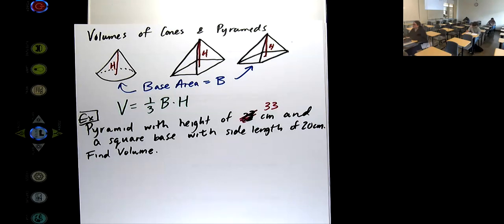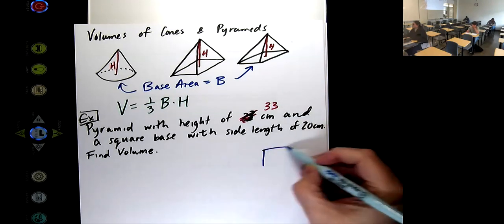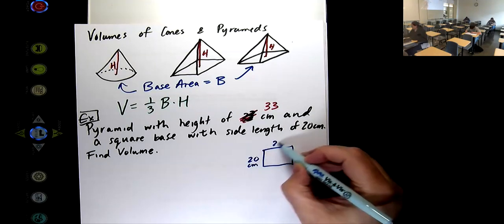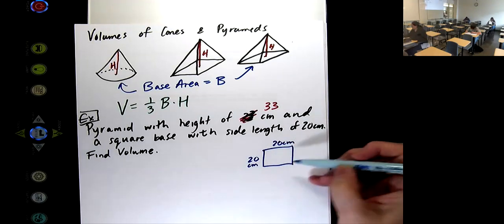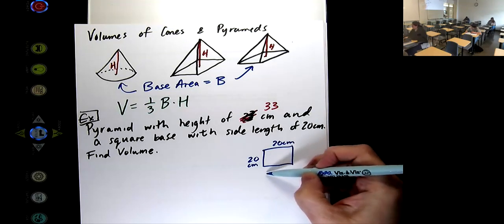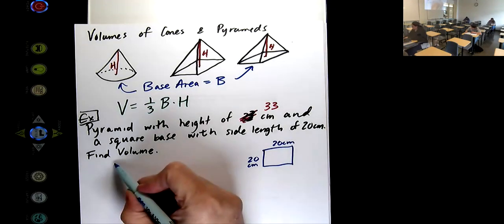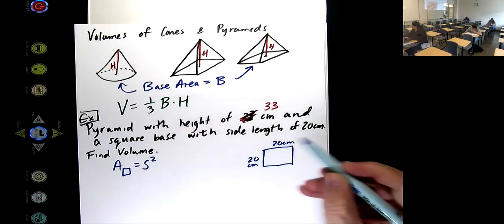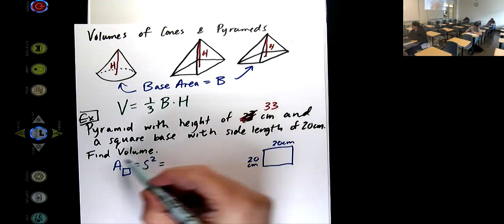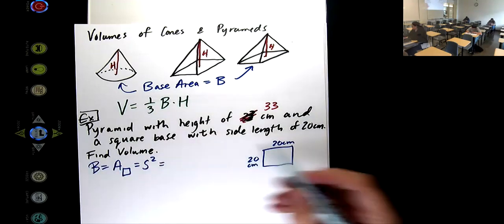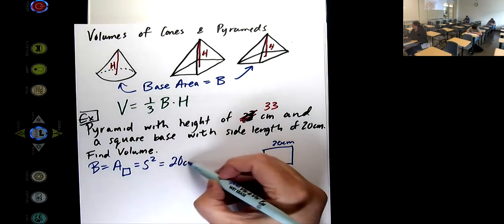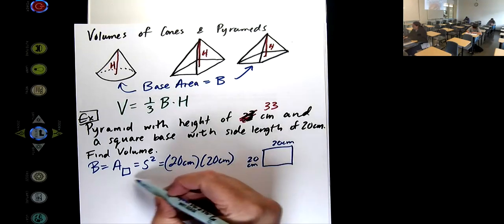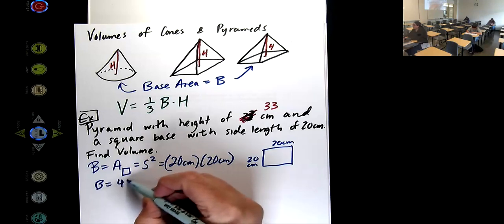So the bottom of the pyramid is a square. I got 20 centimeters by 20 centimeters. We want the area of that base, the area of a square, which is s squared. So 20 centimeters times 20 centimeters will give me the base. The base is 400 centimeters squared.